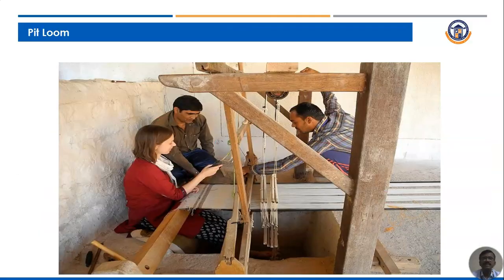If you see this picture, we can see that it is a pit loom. As the name indicates, the weaver will sit inside the pit and the loom will be on the surface of the ground. The movement of the heald shaft is done with the help of legs. And next is the fly shuttle and the throw shuttle.